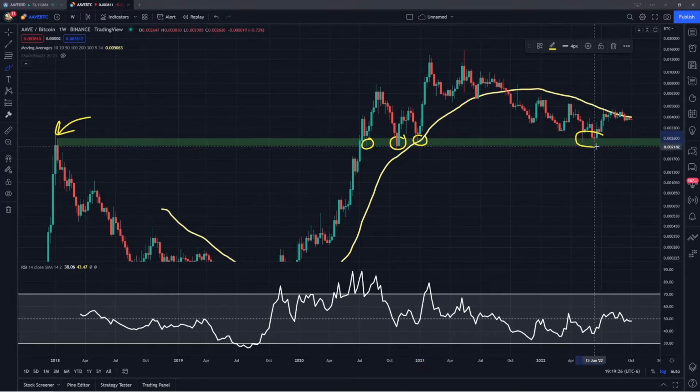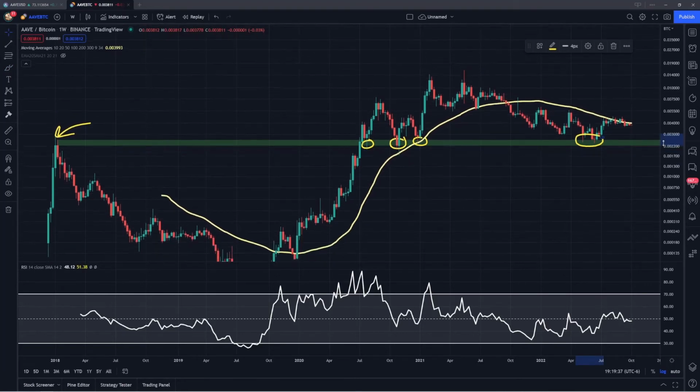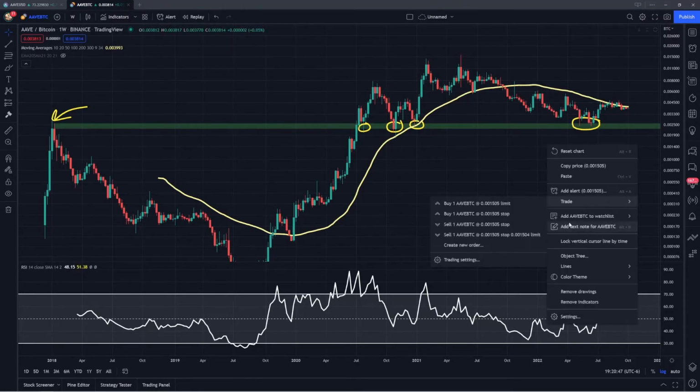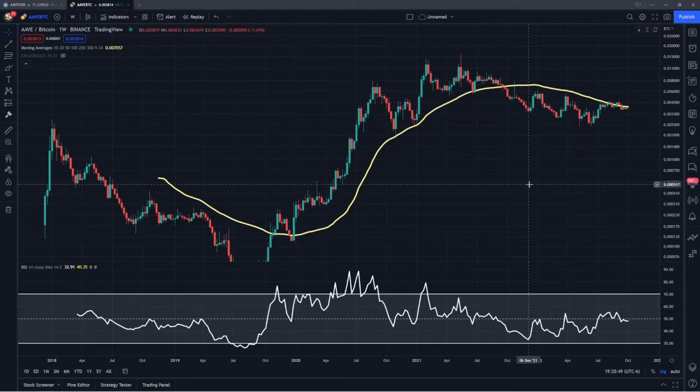And I would look out to see if in the next few months we can continue to hold this and potentially start to break above some of these resistance areas. So what I'm looking out for in terms of resistance is the yellow line on this chart. So that is going to be the 50-week simple moving average. So I'm just going to remove all these drawings here so we can really just focus on specifically the 50-week simple moving average. So notice how back in December of 2019, we first initially broke above it for the first time in AAVE Bitcoin's history.